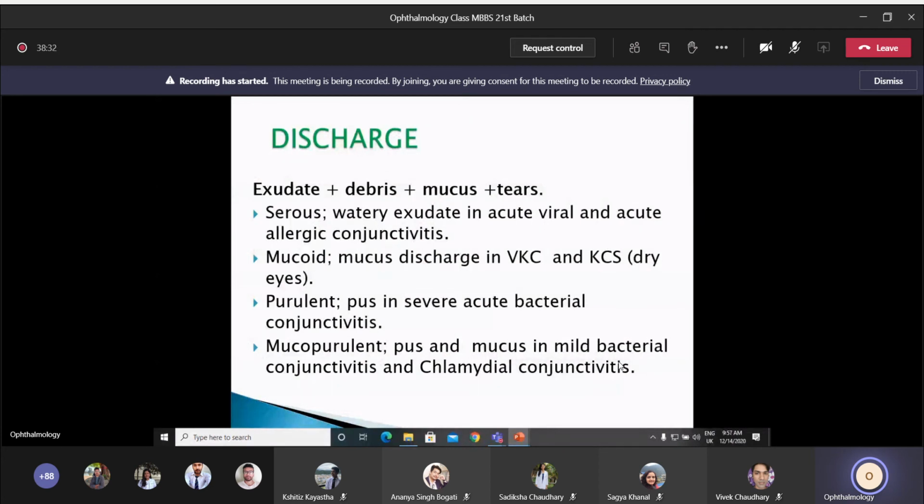Okay, so the type of discharge will also give you a clue or hint as to the type of conjunctivitis. If it's watery or serous, that's in acute viral or acute allergic. Mucoid, again mucus, in allergic and dry eye conditions. Purulent, when there's pus, is in severe acute bacterial conjunctivitis. And mucopurulent, that's pus and mucus, in mild bacterial conjunctivitis and chlamydial conjunctivitis.